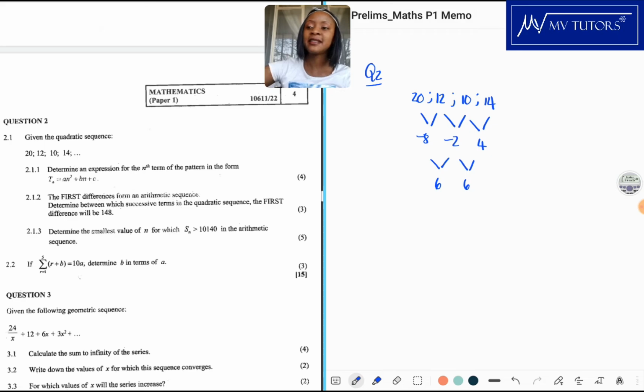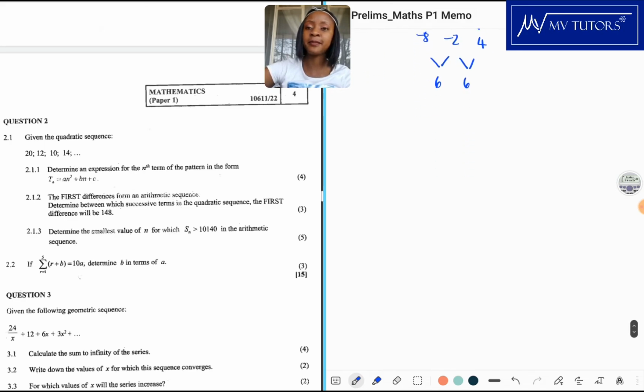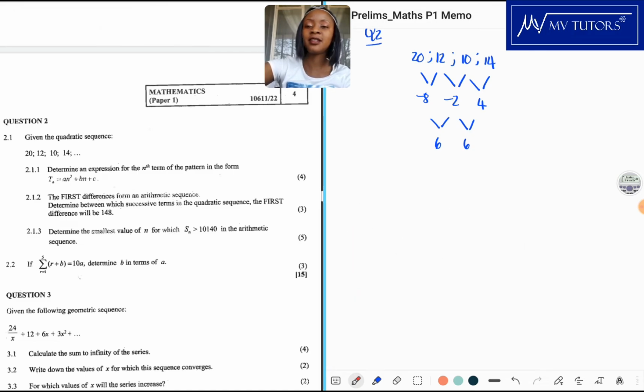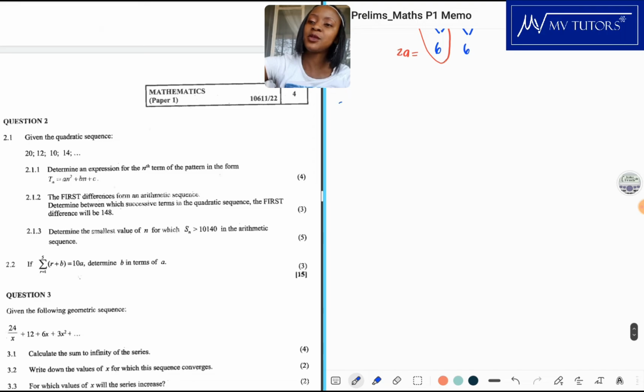Now we need to get the equation of this quadratic pattern. So we look at the first diagonal column. This we're going to make equal to 2a. This we're going to make equal to 3a plus b. And this we're going to make equal to a plus b plus c. Then we can solve and get our answers. So 2a is equal to 6. Therefore, a is equal to 3.